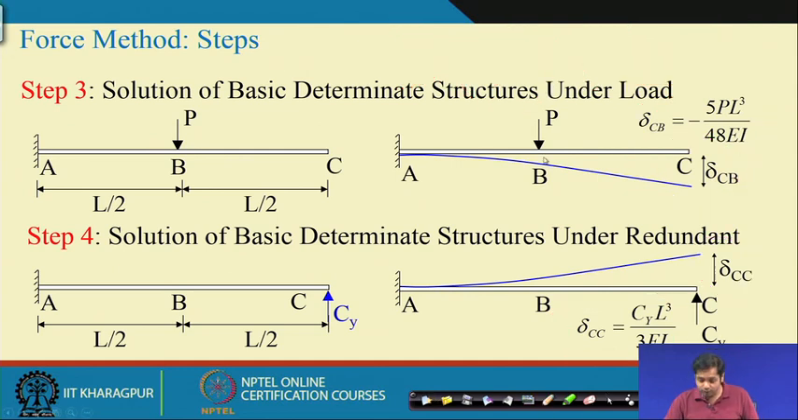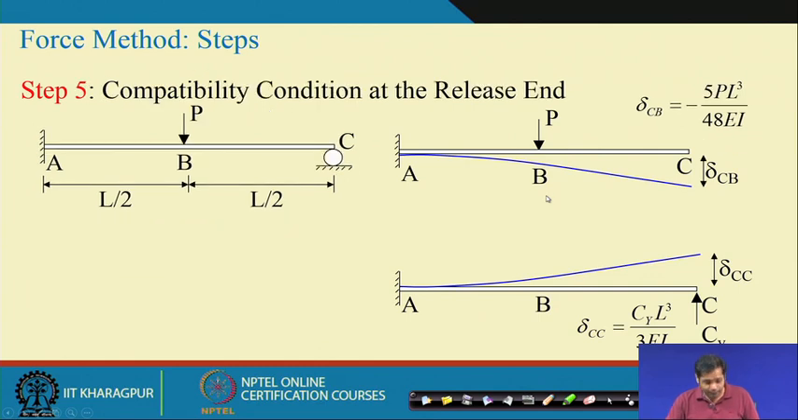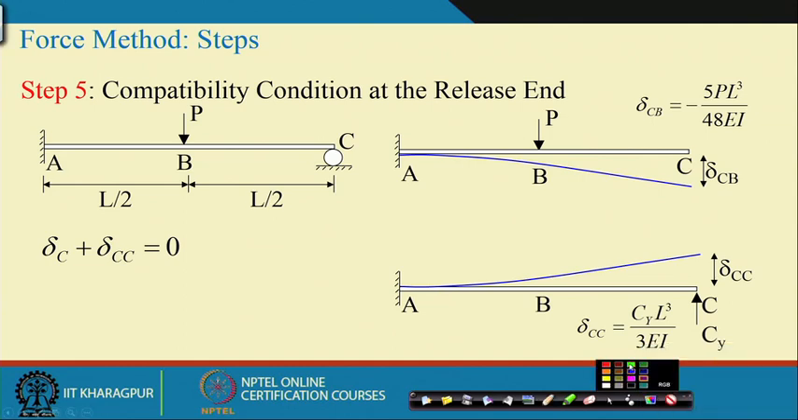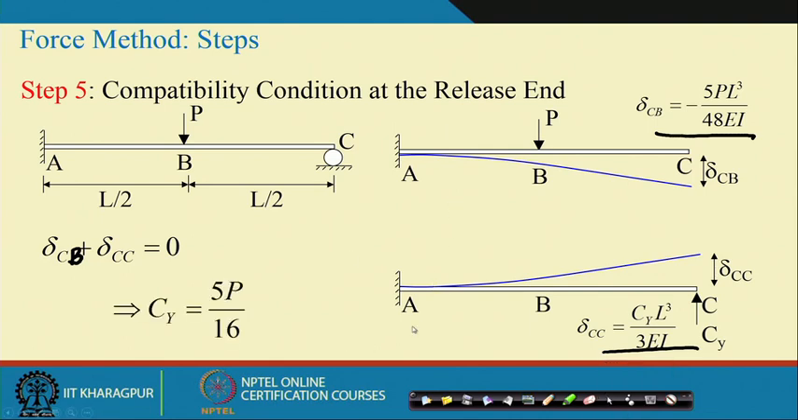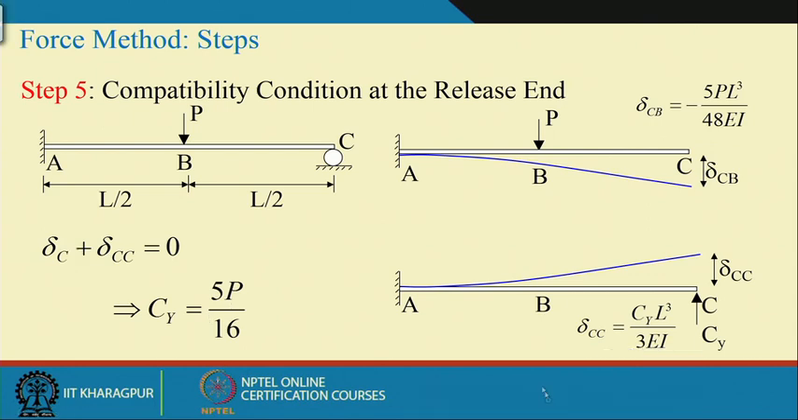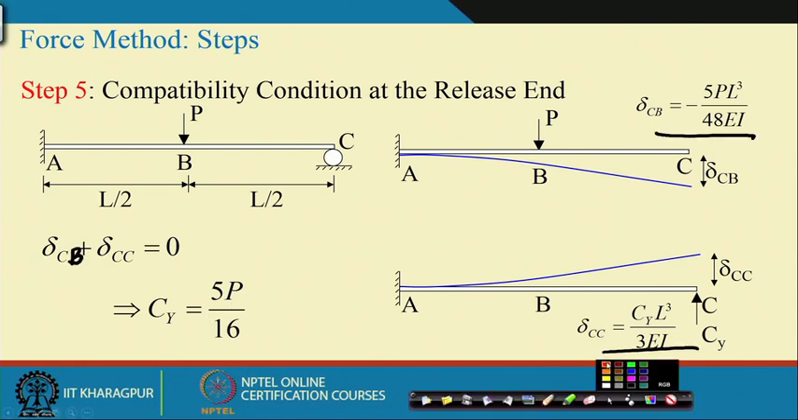Okay. Let us see then what the compatibility condition is. Compatibility condition says that delta CC, this should be C here, this should be CB here. So, this plus this has to be equal to 0, right. Now, if we make it 0, then it becomes Cy is equal to this. So, your reaction at C is equal to this.